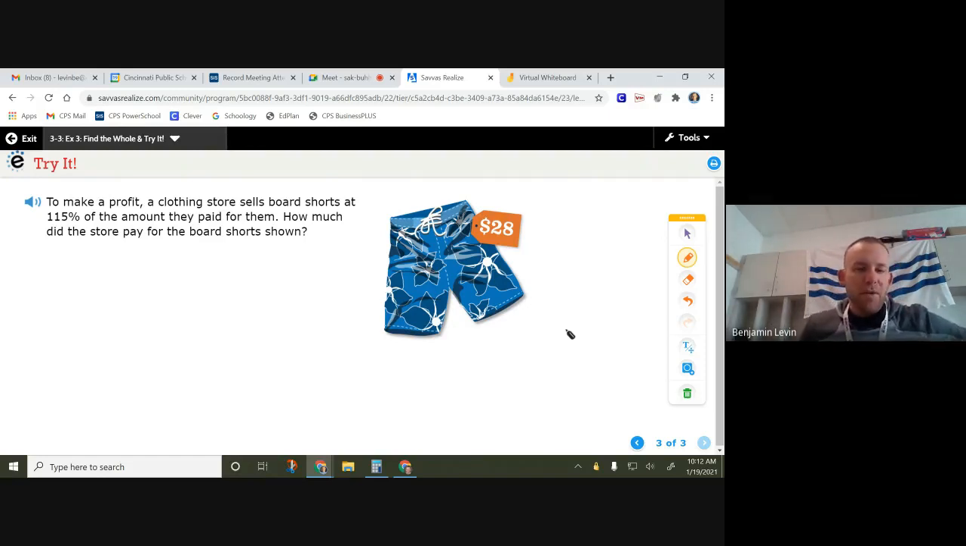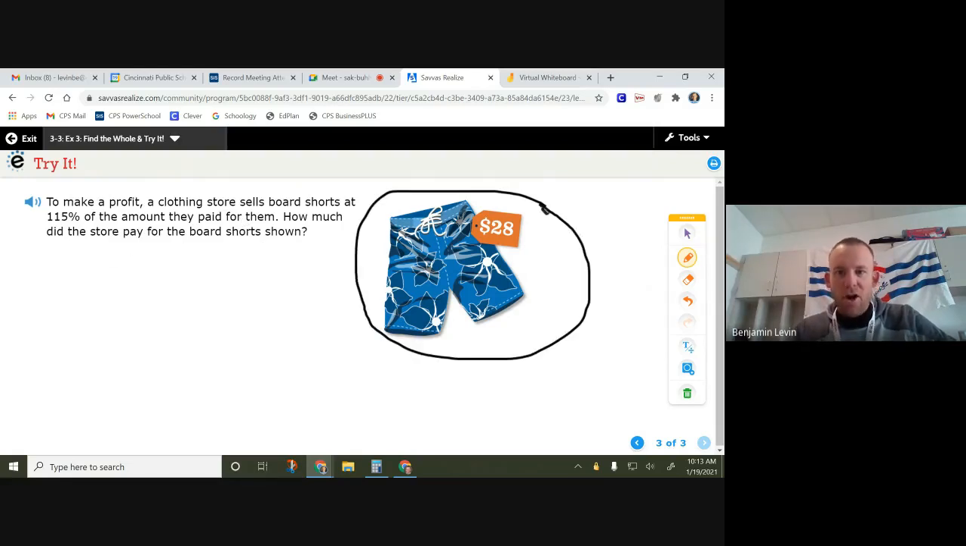The guy who owns the company, his name used to be Kroger. Now it's a publicly traded company that wants to make money for shareholders, right? That's what they're in business to do. So they mark it up. And we're looking at a 115% markup on this pair of board shorts. So this is the price tag of the shorts on the shelf in the store. So $28 is the final price.